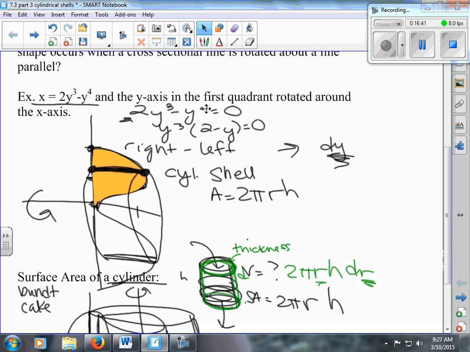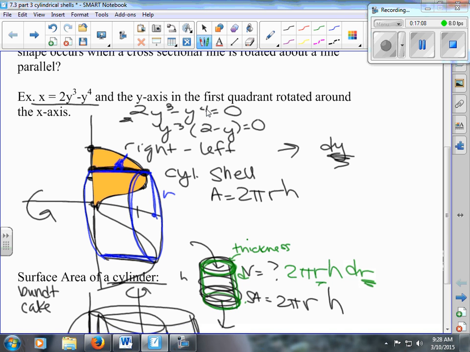Okay, I'm going to do that in blue here. Here's my representative cylindrical shell. Okay, so if you look at this representative cylindrical shell, my h is that horizontal line here, right? That's h. I need the center. That's an h. And the radius, again, the radius goes from the axis of rotation out to that cross section.